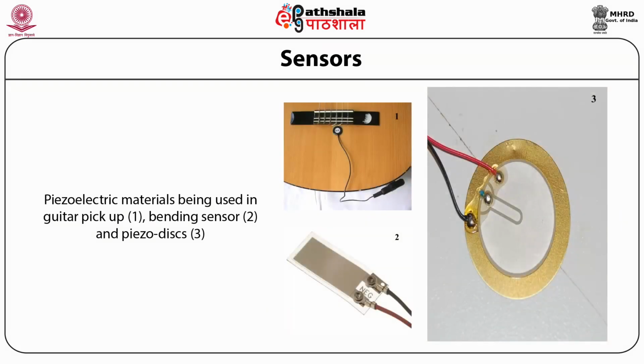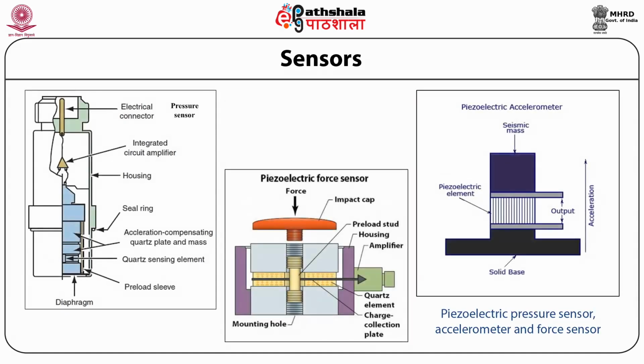All these figures show that piezoelectric materials are being used in guitar pickups, bending sensors, and piezo discs. The most common physical quantities measured by piezoelectric sensors are pressure and acceleration. In the case of pressure sensors, a thin membrane and a massive base are used so that an applied pressure specifically loads the elements in one direction.